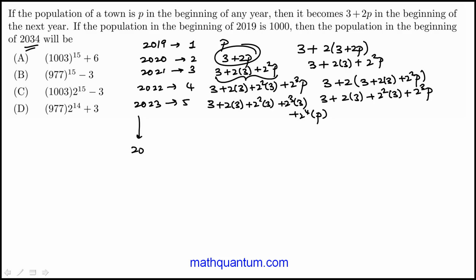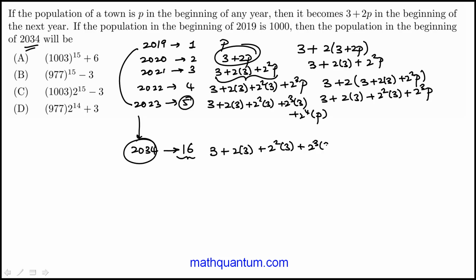So if we go all the way to 2034, this would be 16 here. That's what you want to make sure. The difference you'll notice between 2019 and 2023 is 4. That's the beginning of the 5th year. So 2034 would be the beginning of the 16th year. So this is going to look like 3 plus 2 times 3, 2 squared times 3, 2 cubed times 3, plus dot dot dot all the way to 2 to the 14 times 3 plus 2 to the 15 P. Because note here, that exponent is 1 less than that. So that's why this is 15.